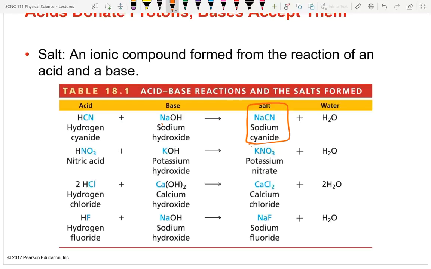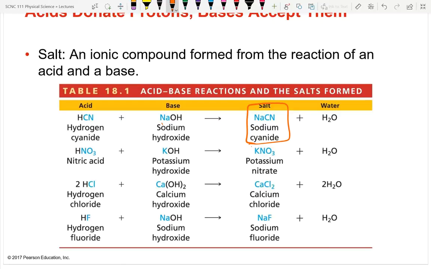Now, the things over here, the acid and the base, could be very damaging by themselves. But when you put the acid and the base together, they neutralize so that your salt is going to be far less damaging, far less corrosive than either the acid or the base. And you can see some other ones here.